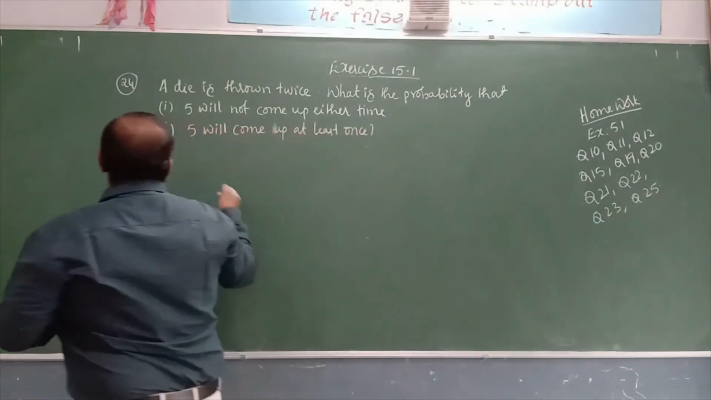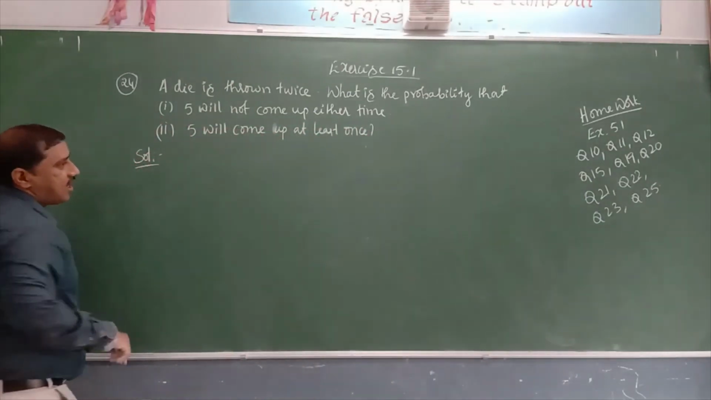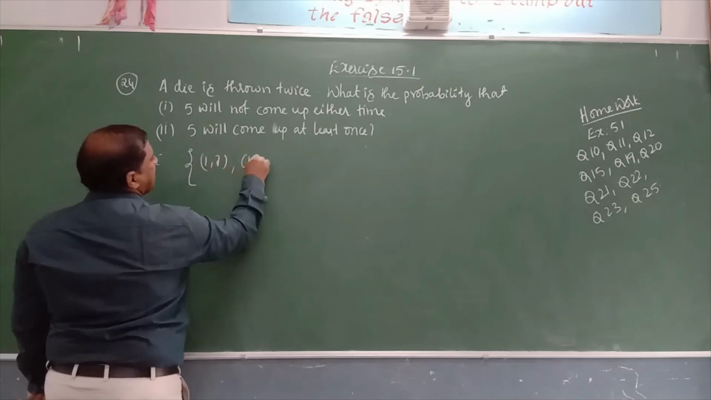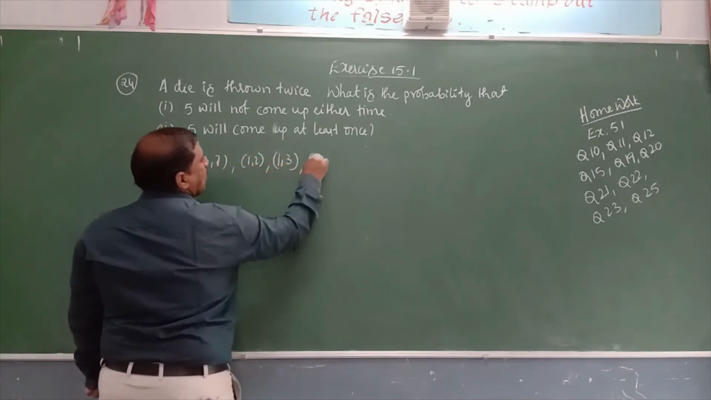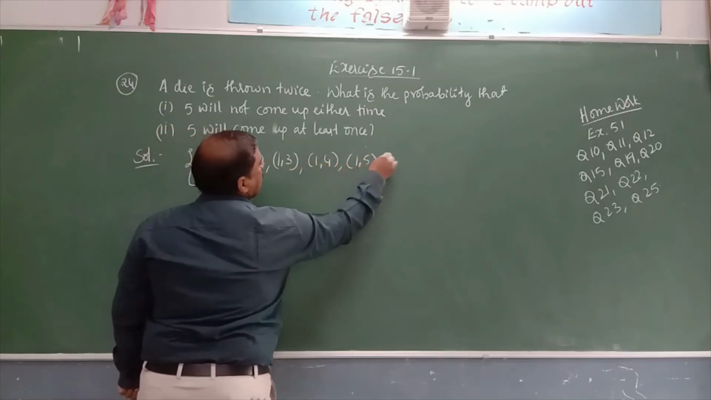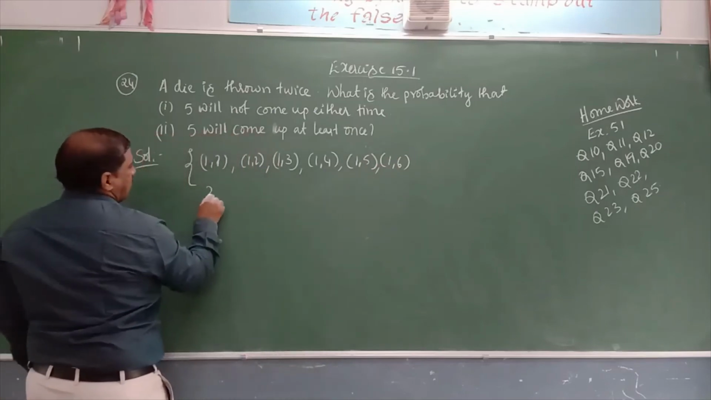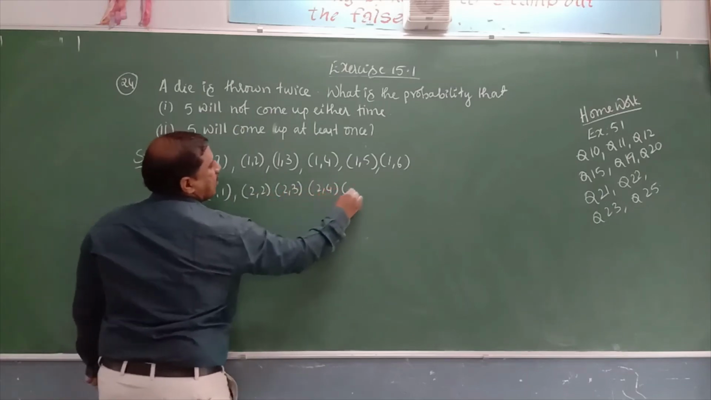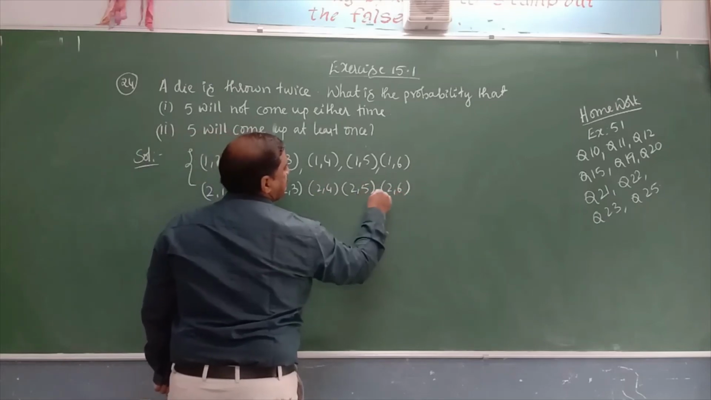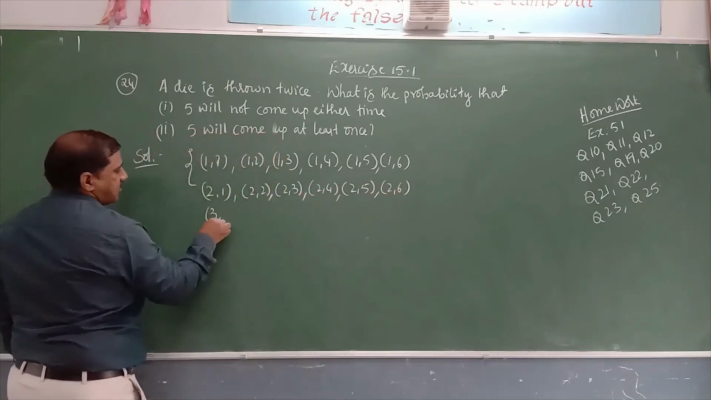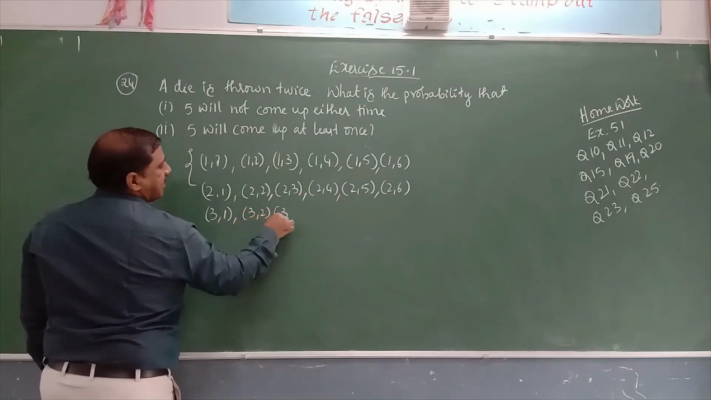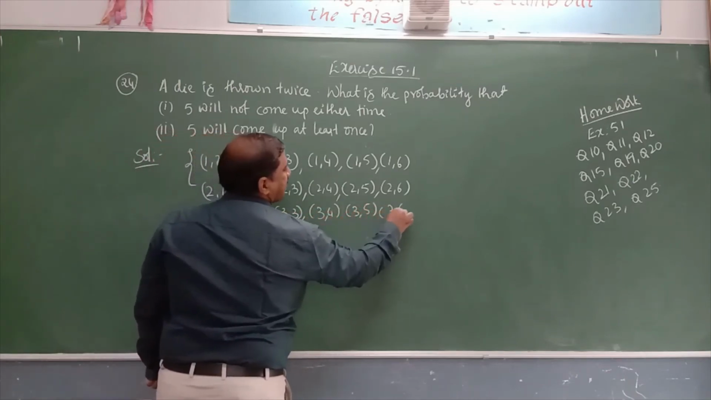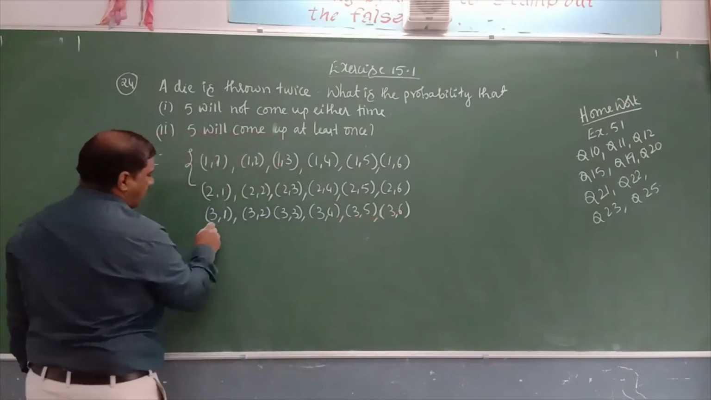Now we will write the total possible outcomes when 2 dice are thrown. What are the possible outcomes? 1,1; 1,2; 1,3; 1,4; 1,5; 1,6; 2,1; 2,2; 2,3; 2,4; 2,5; 2,6; then 3,1; 3,2; 3,3; 3,4; 3,5; 3,6; and 3,6 with 4 means, what does it mean?